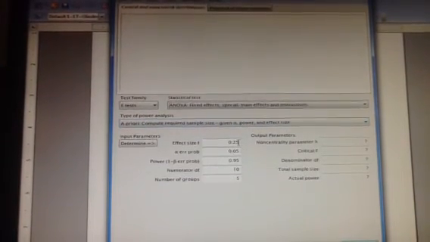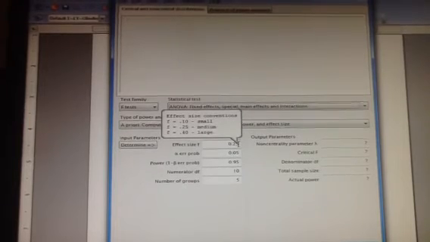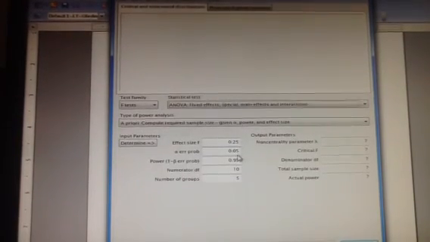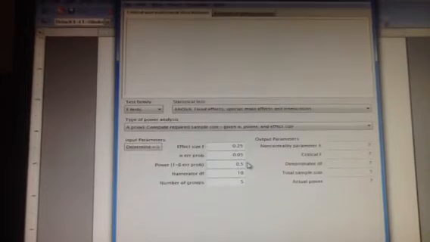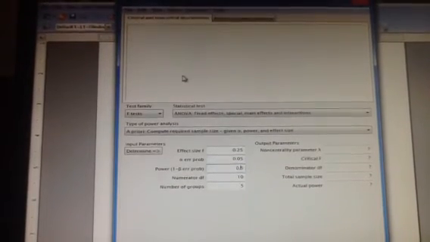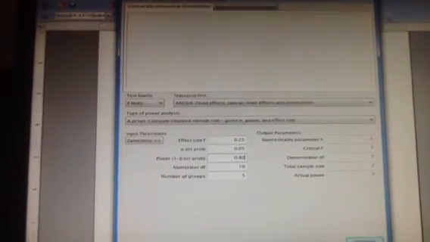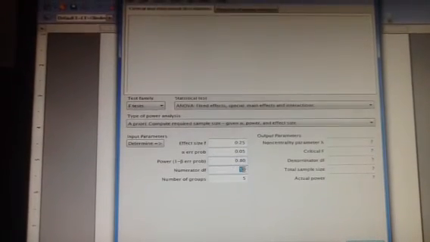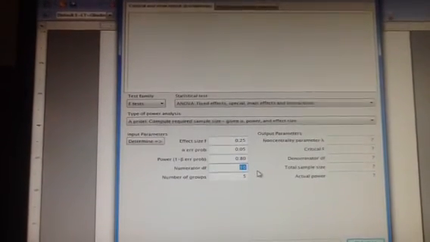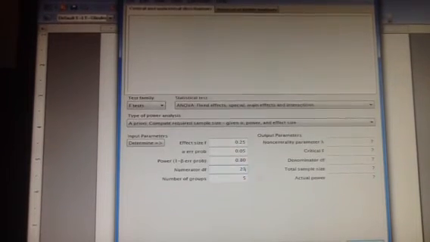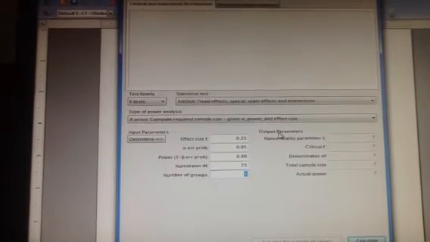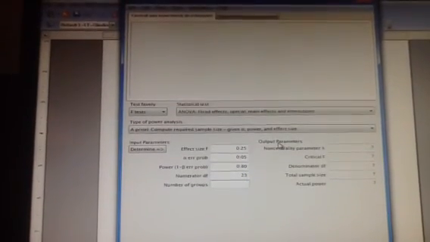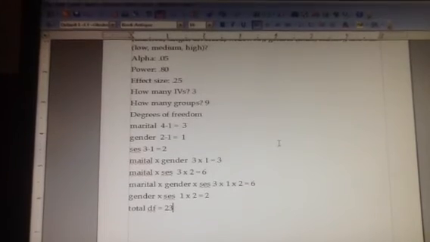The effect size we were told was 0.25, and so you can see that's sort of a medium effect. The alpha level of 0.05. The power we're going to change right here to 0.80. Then our numerator degrees of freedom, which we just calculated, is 23. And the number of groups that we calculated is, what did we say that was? 9.